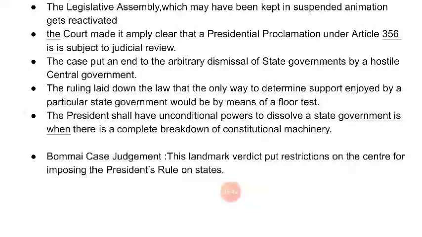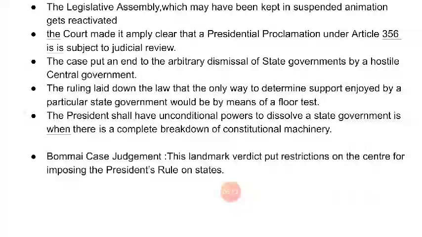And the governor should explore other ways and other avenues first, before that. Opportunity should be given to the state legislature or the government to prove its majority. So, a very important thing. Now see, the floor test is also done here.